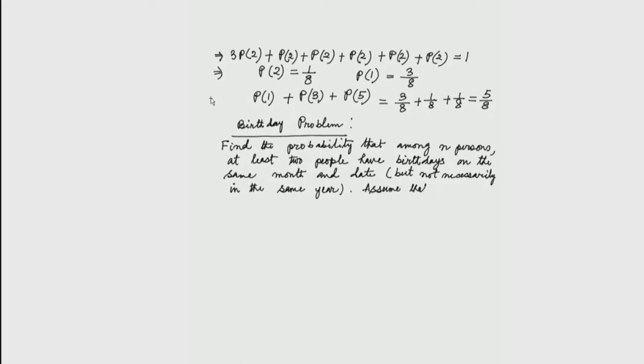Assume that all months and dates are equally likely, and ignore February 29 birthdays.